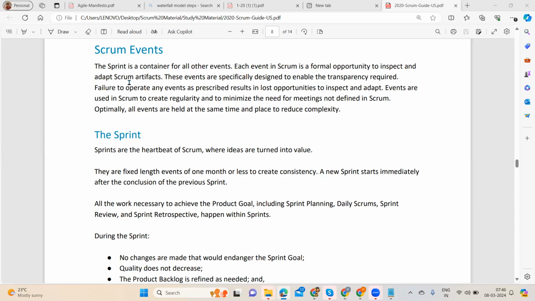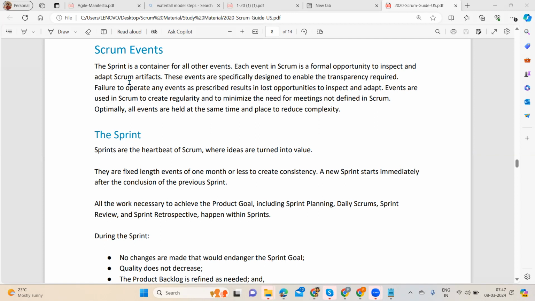Okay. So what is the sprint? Sprint is nothing but a container of all other events. So the duration of the sprint depends, maximum 1 month, 4 weeks. It means 1 week to 4 weeks. So the duration of the sprint is 1 week to maximum 1 month. So 1 month is nothing but 4 weeks.